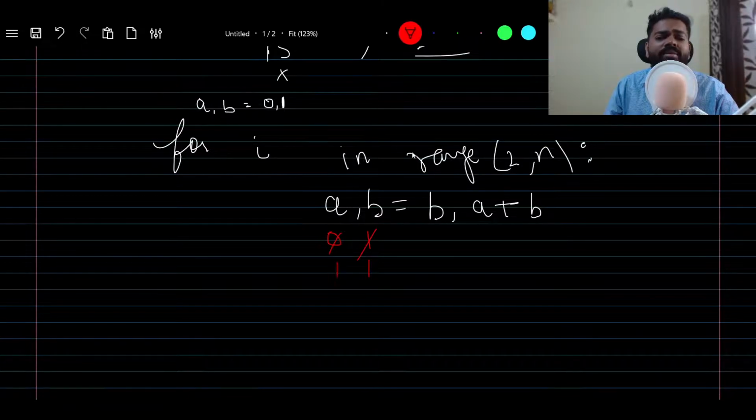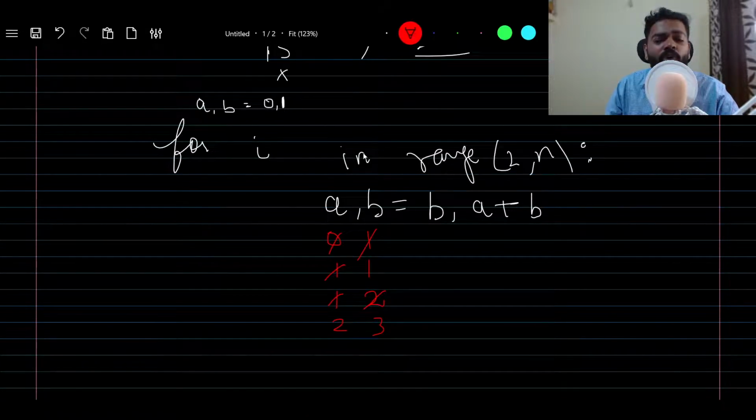Again it will go back, right? So now you have A and B as 1. So this time A becomes B again. So this 1 becomes 1 and B becomes A plus B. So 1 plus 1, this becomes 2. Again go back inside the loop. This time A becomes B. This 1 becomes 2 and this B becomes 2 plus 1, that is 3.